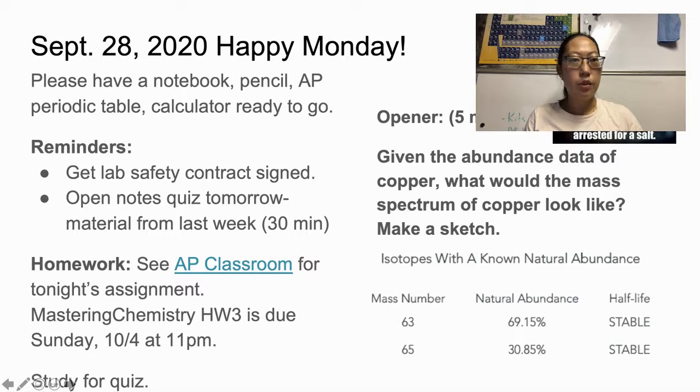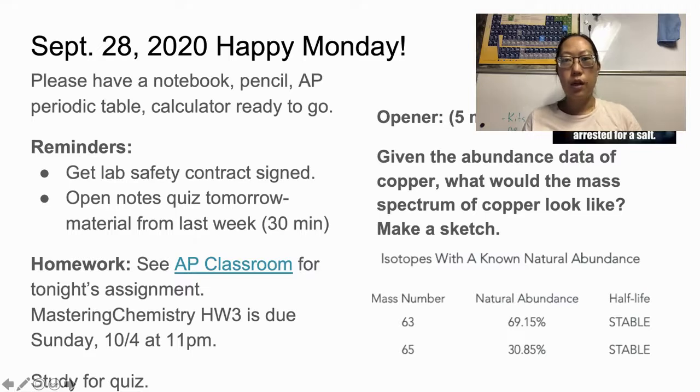Reminders, please get the lab safety contract signed. This is another contract that will apply if we go back to school in the new building later in the year, hopefully. And then there will be an open notes quiz tomorrow, which will cover material from last week. And that will run about 30 minutes tomorrow. AP Classroom has the homework for tonight. And in Mastering Chemistry, there's a new assignment, Homework 3, which is going to be due Sunday at 11 p.m. And then study for the quiz. If you have not watched all of the AP Classroom videos for Unit 1 yet, you can continue to watch those as well and take notes.